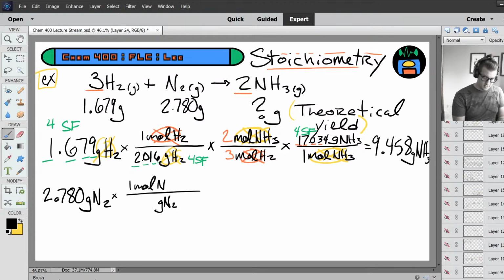And the atomic mass of nitrogen is 14.01, so the molecular mass would be 28.02, because there's 2 nitrogen atoms in 1 molecule of nitrogen. Grams here cancels.